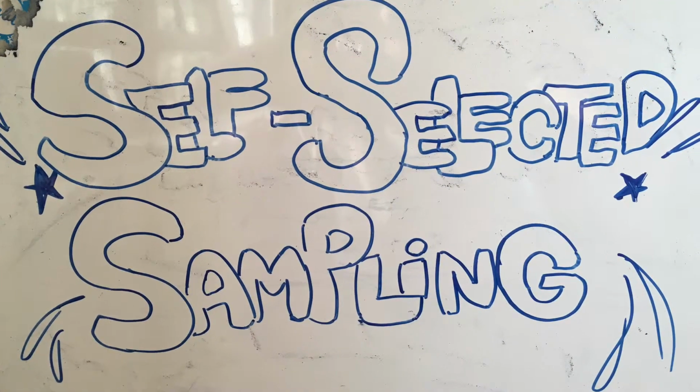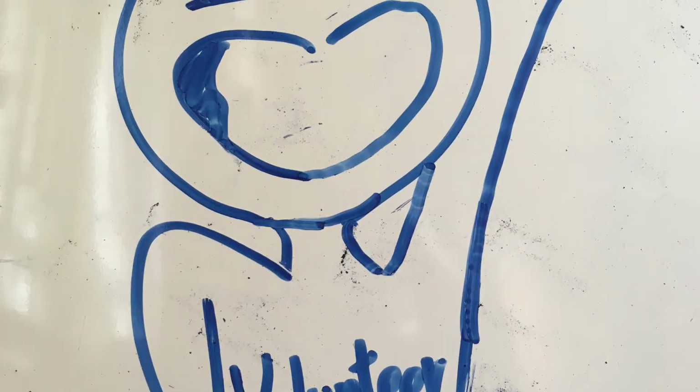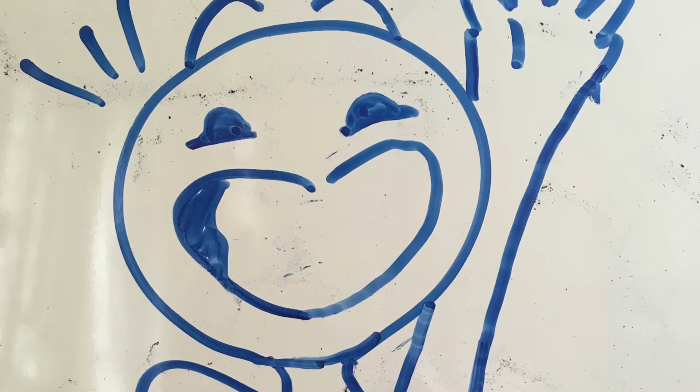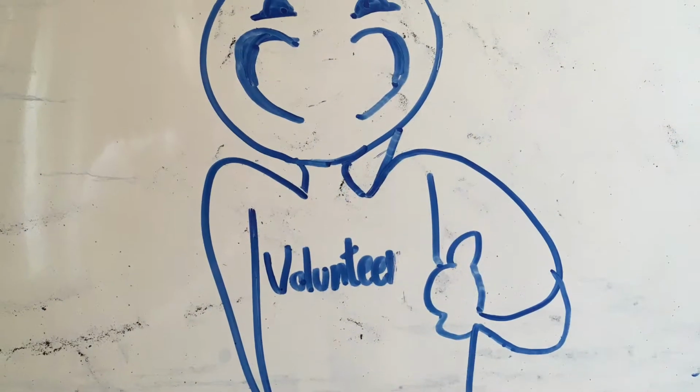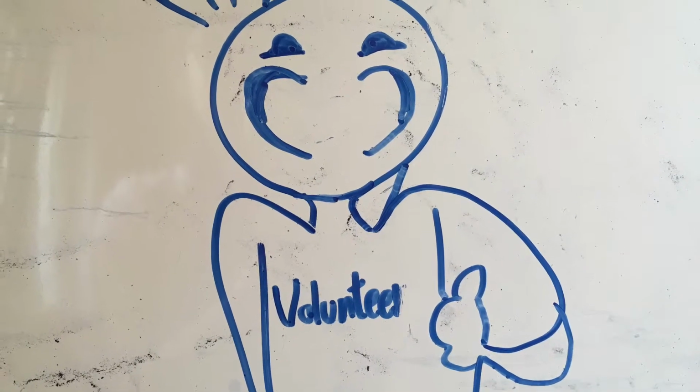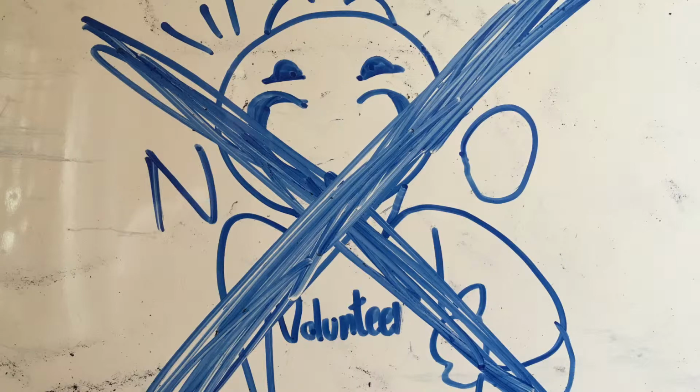The next method I'll be talking about is self-selected sampling, a method that involves recruiting a sample made up of volunteers. Noted advantages of this sampling method include the easy obtainment of a sample, who are likely to be highly motivated as they are partaking in the study of their own volition. On the other hand, volunteer samples rarely reflect the general population.